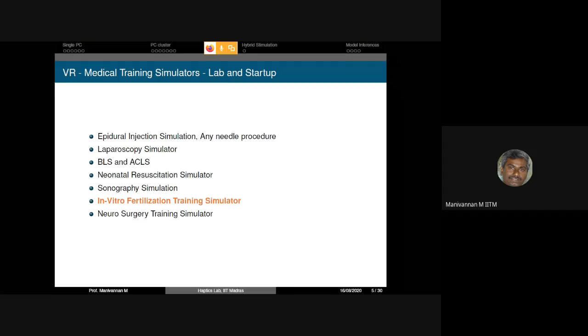So again, we made a simulator for the entire IVF procedure in virtual reality with haptic device feedback. The technology has been transferred to a Singapore company, and the Singapore company is now working with a Finland company for 13.5 million euros. We are very glad that this product is reaching the global market now.